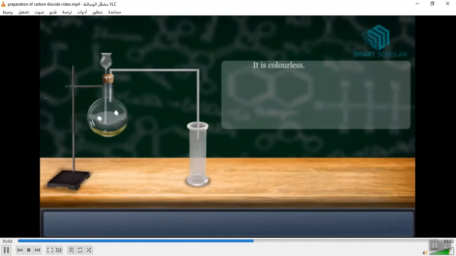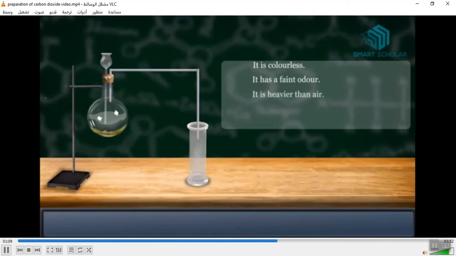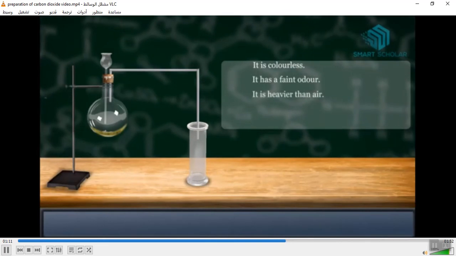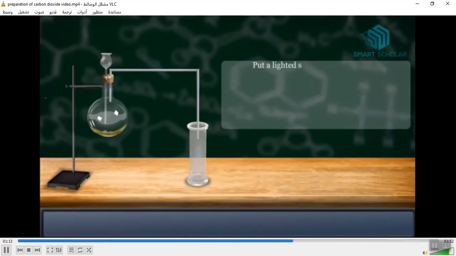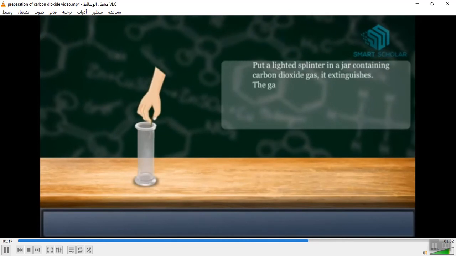Test the properties of the gas formed. It is colorless. It has a faint odor. It is heavier than air. Put a lighted splinter in a jar containing carbon dioxide gas.